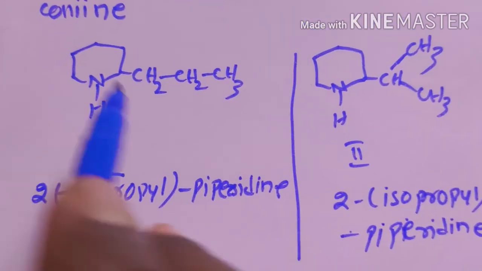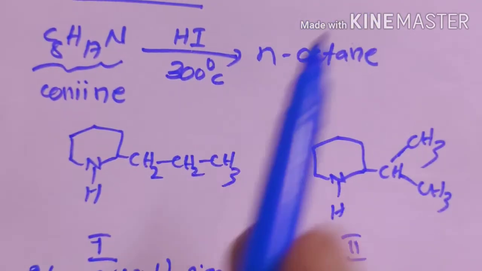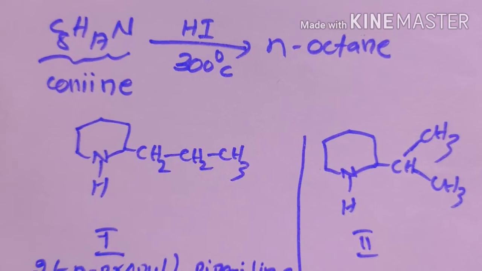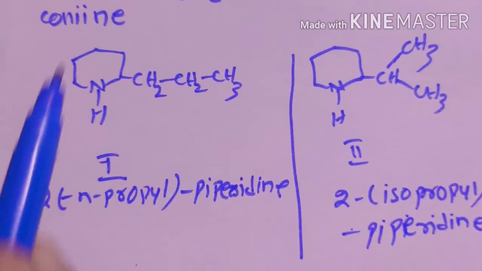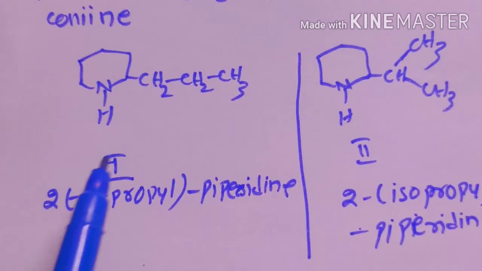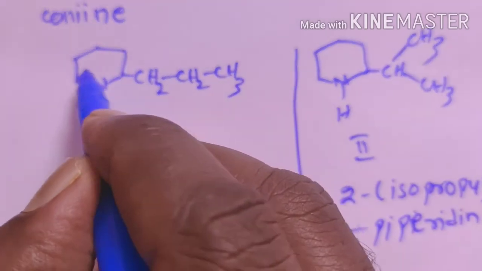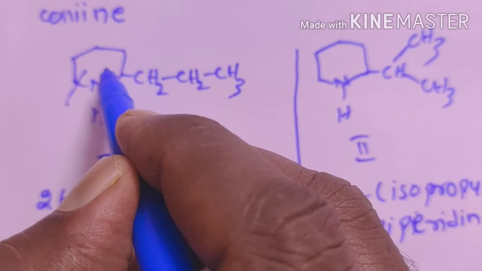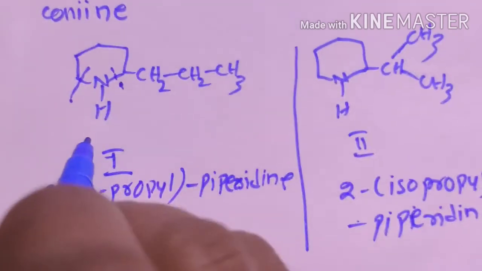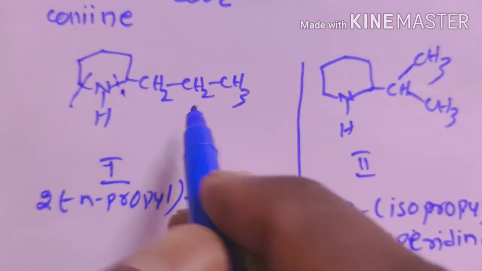So as it is giving n-octane in the reduction, it must be structure 1. That means it is 2-n-propyl piperidine. So when it is subjected to the reduction with hydrogen, it breaks here and it gives ammonia along with the n-octane.